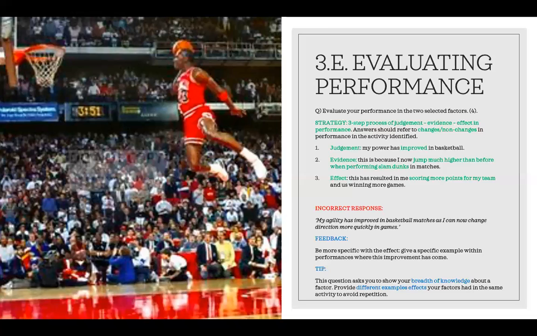If you look at the incorrect response, my agility has improved, so it's a good start. They're giving the judgment. In basketball matches, as I can now change direction more quickly in games. The evidence is okay there as well. I'd maybe want them to be a little bit more specific with that. Where about are you changing direction quickly? Is it to get away from somebody who's marking you, for example? Again, though, a lot of kids won't then finish off with the effect. Well, what's the effect of this? Well, this means I can then get myself into space and I'm open to receive more passes from my teammates. Right, good.